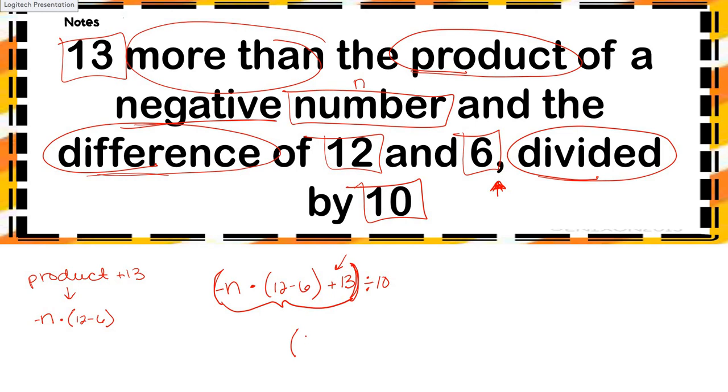So my problem would be negative n times 12 minus 6. That'll be in parentheses. So that way after I do 12 minus 6, I can multiply by negative n. Then I'll add that 13. And after all is said and done, I will divide by 10.